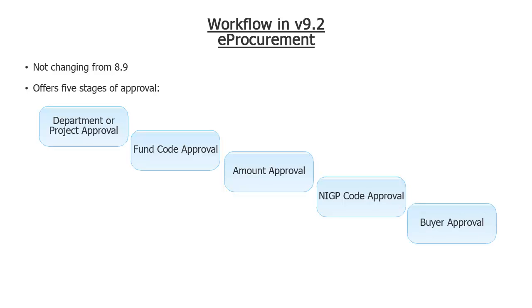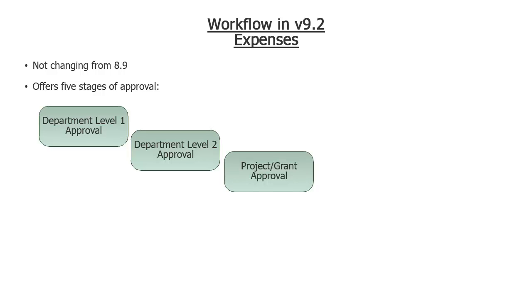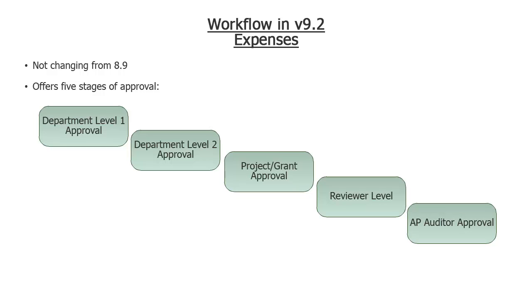So let's take a quick look at what types of workflow are available in 9.2. ePro workflow is not changing from 8.9. It still offers 5 stages of approval: department or project approval, fund code approval, amount approval, NIGP code approval, and buyer approval. Expenses workflow is also not changing from 8.9. It still offers 5 stages of approval: department level 1 and level 2 approvals, project or grant approval, the reviewer level, and AP auditor approval.